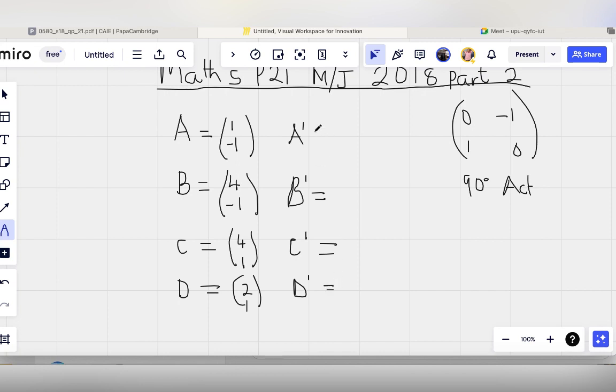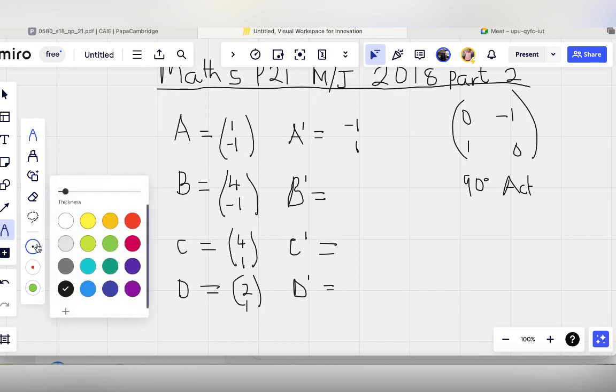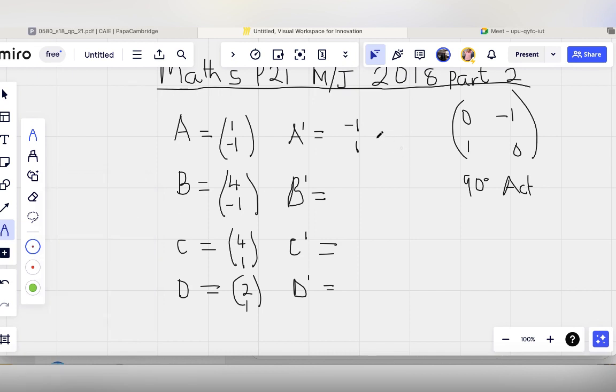So what will the coordinate point for A prime be? Since we're going to rotate 90 degrees, we flip the vector, 1, negative 1. If you flip it, negative 1 will be on top and 1 will be at the bottom. After that, because of this matrix they gave us, we have the minus 1 here, so we add a negative to the top. If you multiply the top by negative, what are we going to have? It's going to become what?